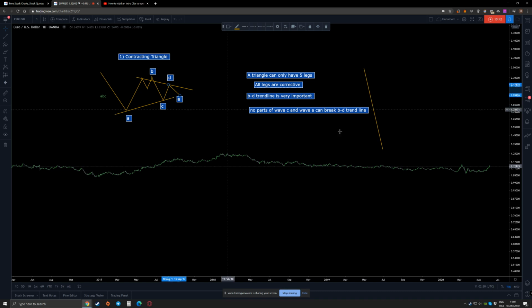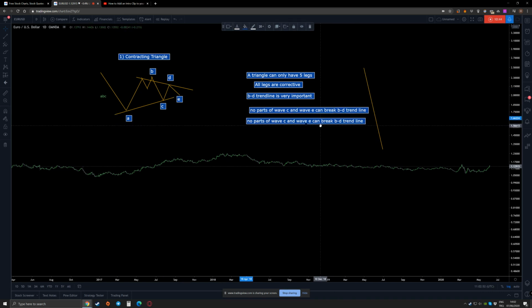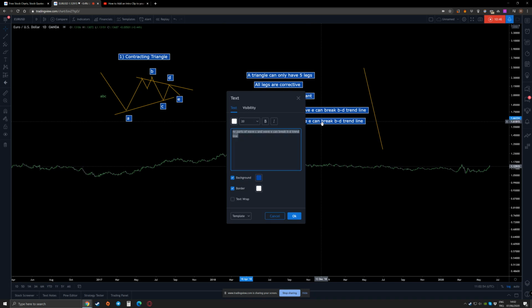Now, another very important rule is the fact that the B to D trend line must be broken in less than the time, or actually it can be the same too, the same time taken for wave E to form.